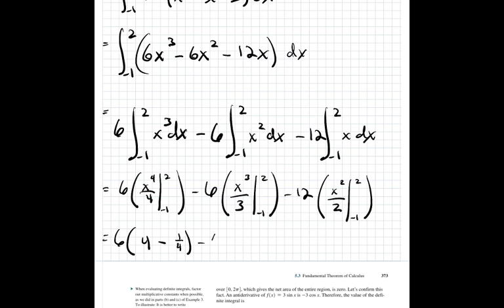6 times 8 divided by 3. That's going to be minus, so double negative is positive, 1/3. And that's an 8 divided by 3. Okay. Minus 12 times 4 divided by 2 is 2, minus, that's going to be positive 1/2. Okay, I think this is okay. And then we just need to crunch those numbers. Let me see.